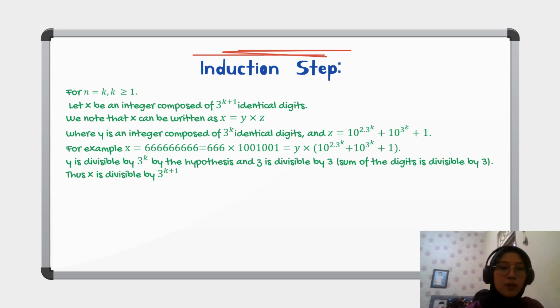Okay, for the next step, for n equals k plus 1, with k greater than or equal to 1, let x be an integer composed of 3 power k plus 1 identical digits. We know that x can be written as x equals y times z, where y is an integer composed of 3 power k identical digits and z equals this: 10 power 2 times 3 power k plus 10 power 3 power k plus 1.